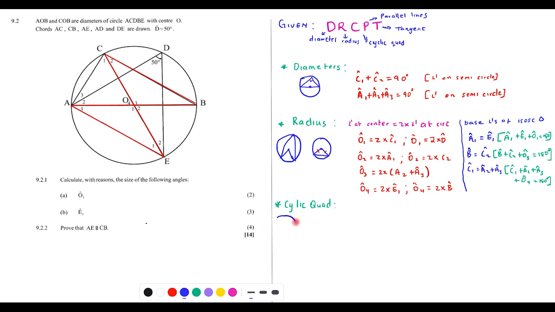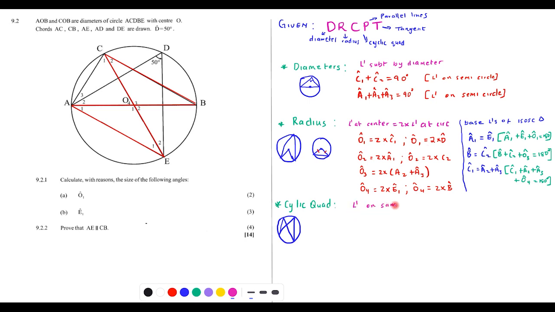So this is theorem 6, or the third theorem in the group of cyclic quads, right? All right, so that is that. Now here we said angle subtended by diameter, or you can say angle on a semicircle. Then now here we're saying angle on same segment.